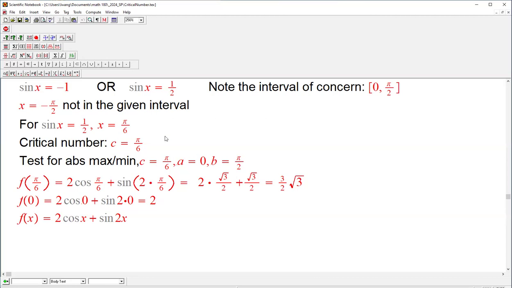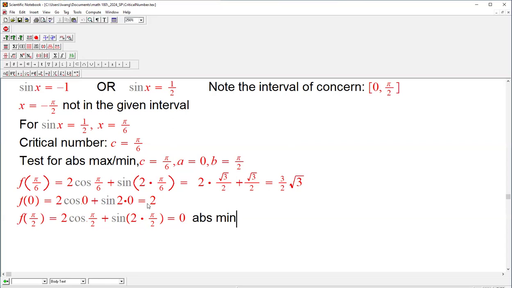And the next one is pi over 2. We're going to plug in pi over 2. Cosine pi over 2 is 0. Sine of 2 times pi over 2, that's sine of pi. So both are 0. So this is 0. So let's see which one is bigger, which one is larger. Obviously, this is the smallest, right? So this is the absolute min.